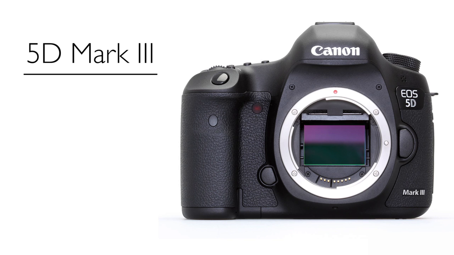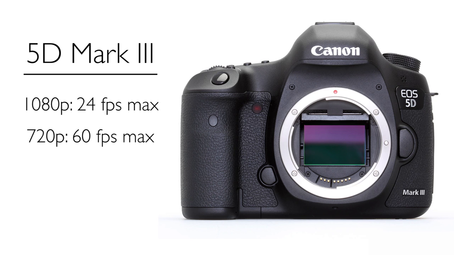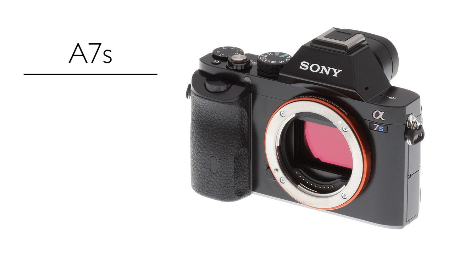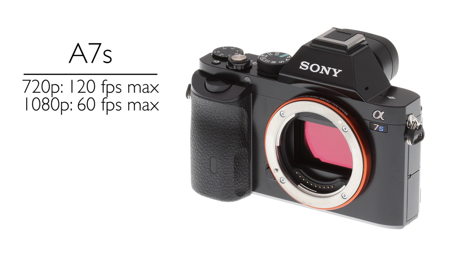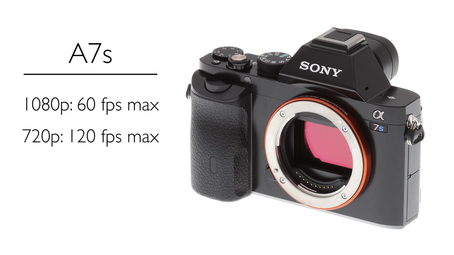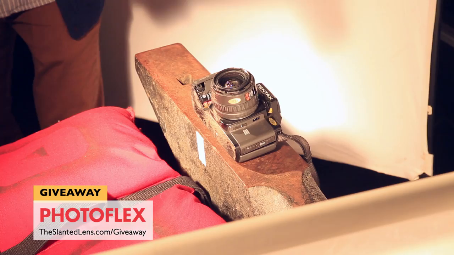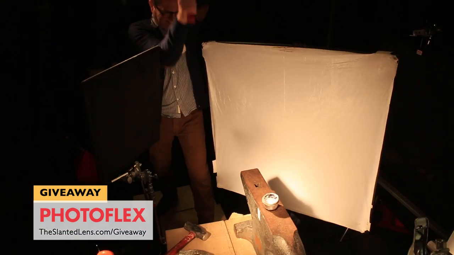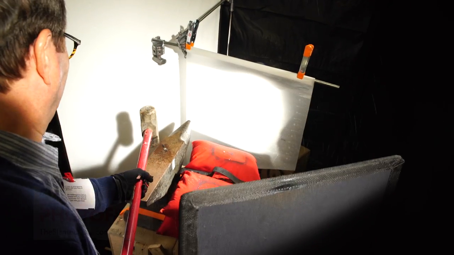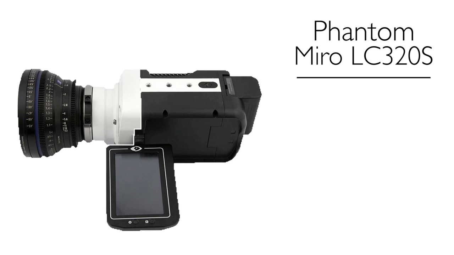On the Mark III, you can only shoot 24 frames at 1080p. You have to drop to 720p for 60 frames. On the Sony A7S, you can shoot 60 frames at 1080p and 120 frames at 720p. If you really want to see the detail that comes when you smash a camera, for instance, not that there's any reason we would be doing that, but you're going to need to go to 1,000 or 1,500 frames a second, thus the Phantom camera.